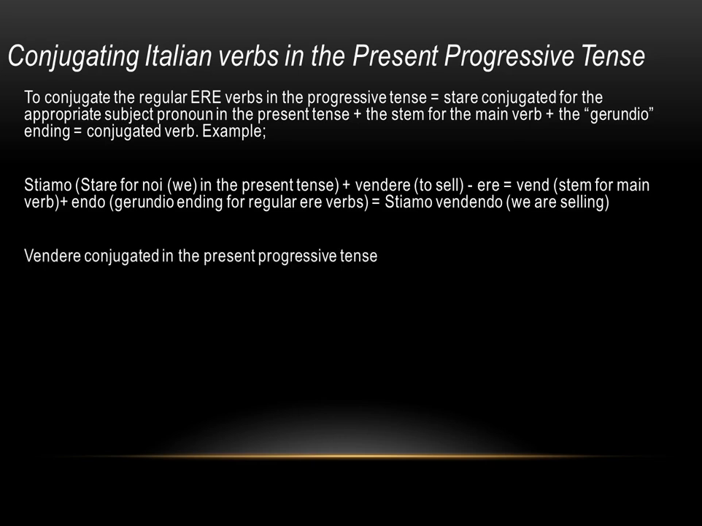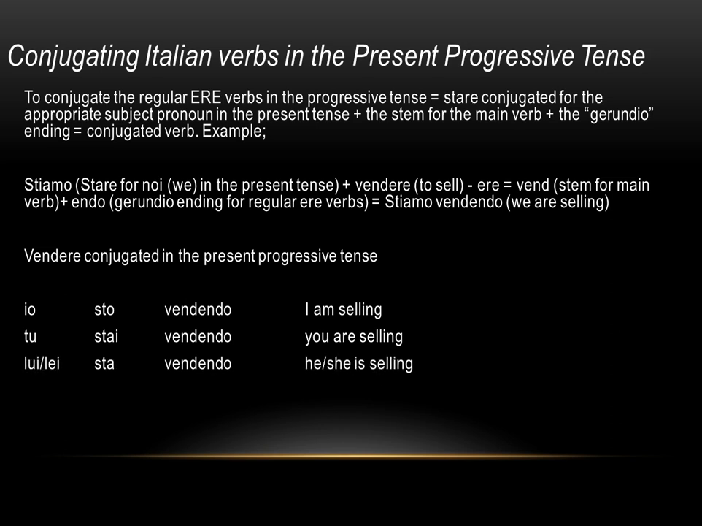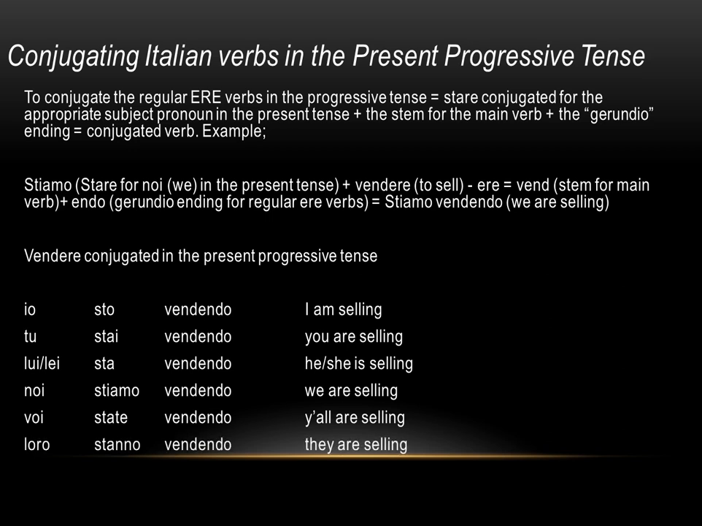Vendere conjugated in the present progressive tense, io sto vendendo, I am selling. Tu stai vendendo, you are selling. Lui le sta vendendo, he or she is selling. Noi stiamo vendendo, we are selling. Voi state vendendo, y'all are selling. Loro stanno vendendo, they are selling.